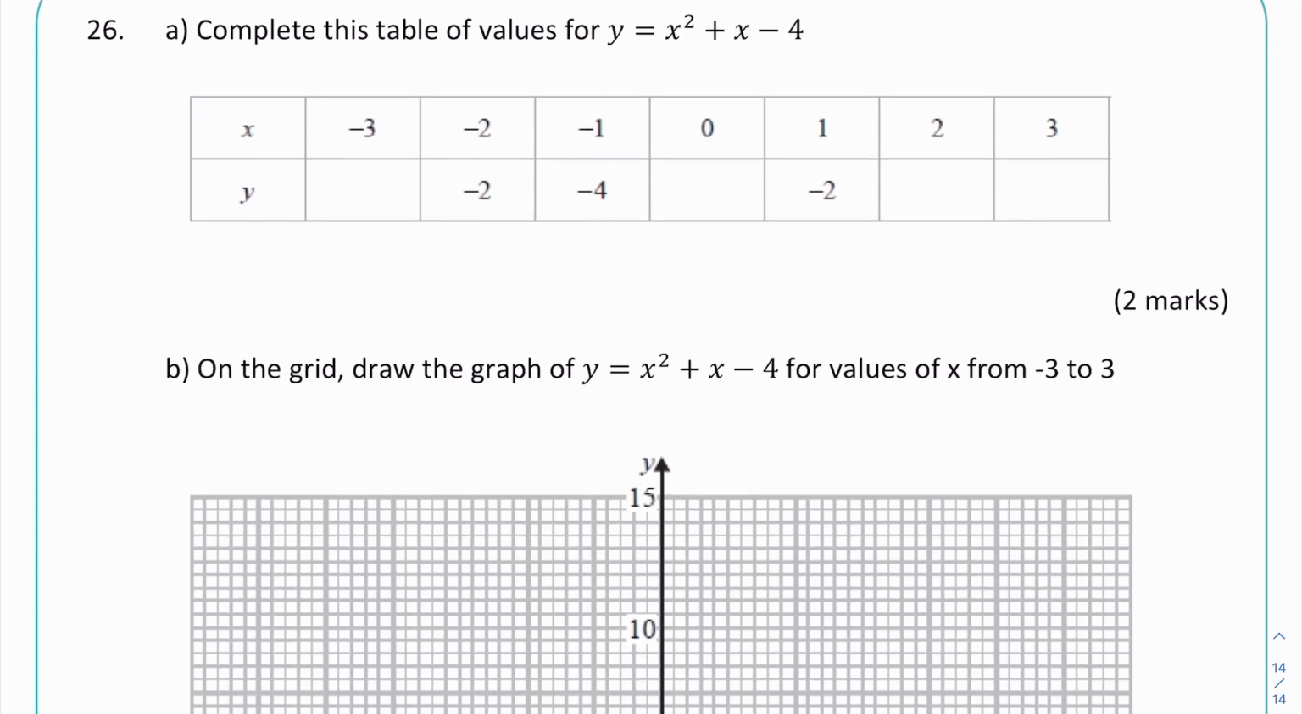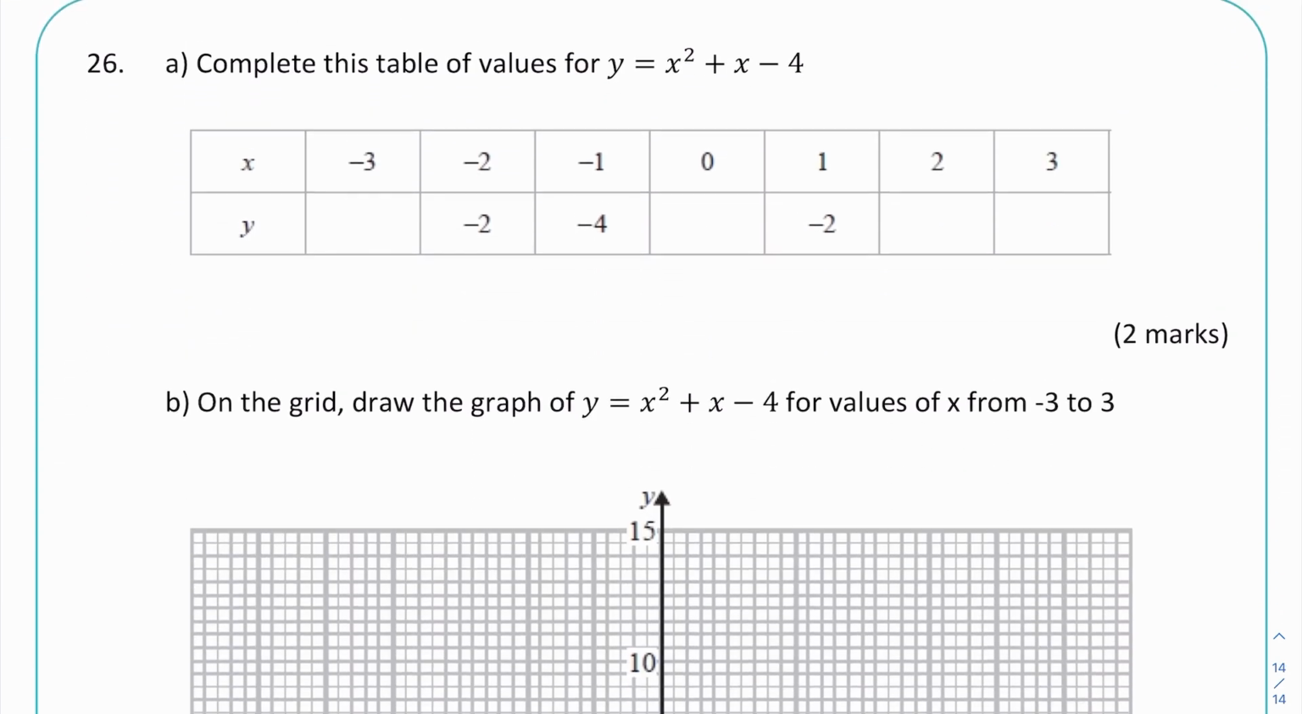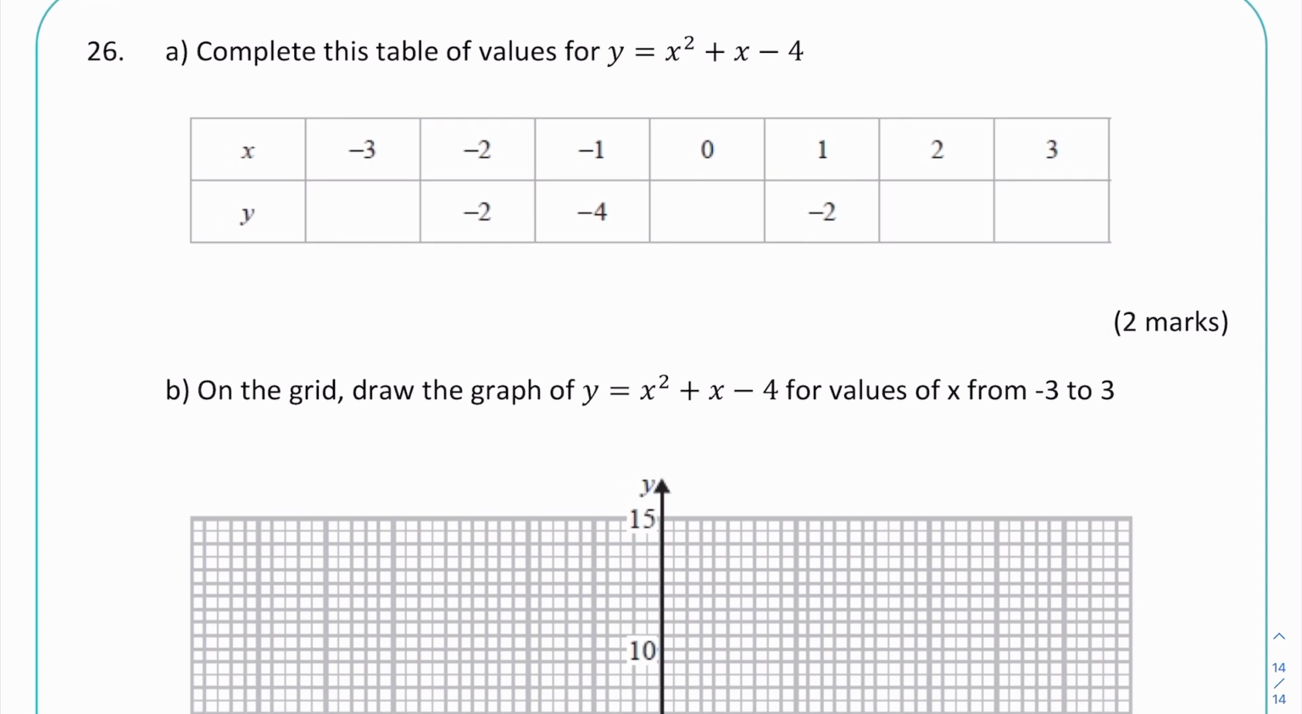Okay, on to question 26. We've got to complete this table for y equals x squared plus x minus 4. Now when we're doing this, there are tricks you can do on the calculator. You can use your table method if you know how to do that, but I'm just going to do this assuming that anyone can do this no matter what calculator you have.